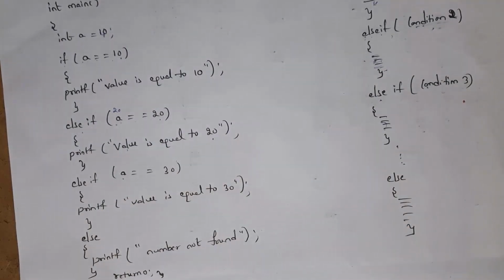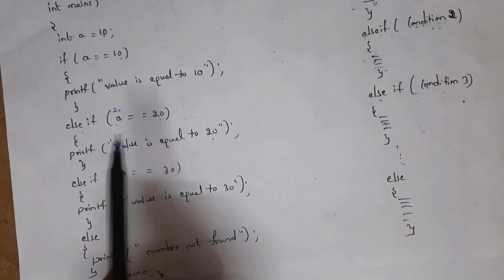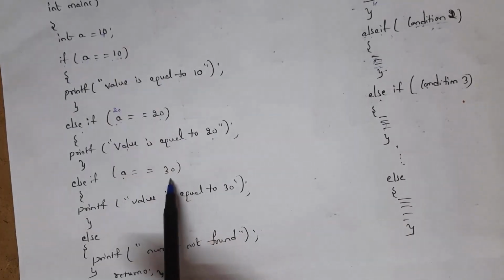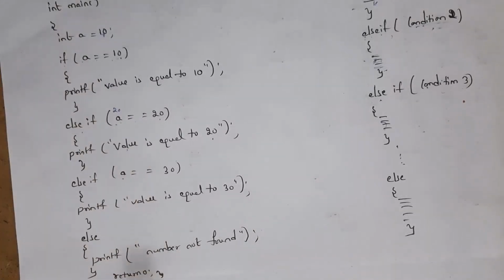For example, if I give 100, 100 is not equal to 10, 100 is not equal to 20 and 100 is not equal to 30. So I will get output as number not found. So here I wrote increment. At last you need to write return 0 and close the main function. This is the C program for else if statement.